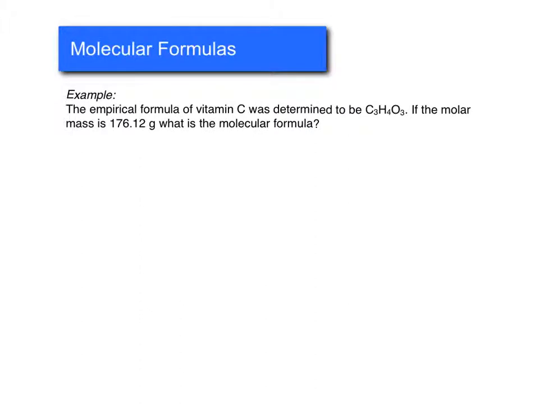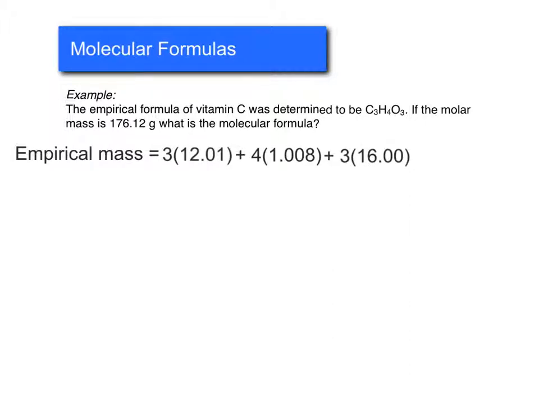Now the last thing we're going to do is use that knowledge of the ratio of the empirical mass and the molar mass to find molecular formulas. So if we have vitamin C, which we know the empirical formula is C3H4O3, and we know that the molar mass is 176.12, then we can find the molecular formula. So the first thing that we need to do is find the empirical mass, and we get that by doing 3 times the mass of carbon plus 4 times the mass of hydrogen plus 3 times the mass of oxygen. And when we add all those together, we get 88.06 grams per mole.